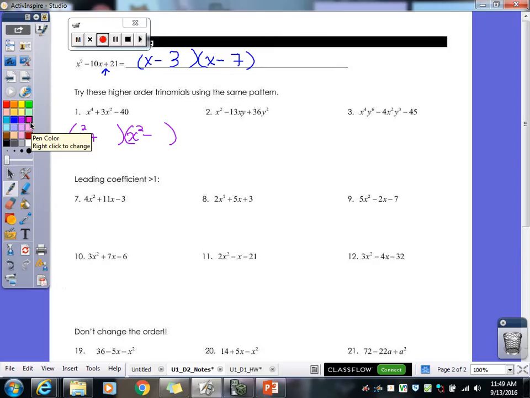Now we just have to think of, okay, what multiplies to give us 40, but then when I do little smile, big smile, it's going to give me a 3. 5 and 8. So, okay, we put the 8 here and the 5 here. My little smile is positive 8x. Big smile is negative 5x squared. Combine those and you get your 3x squared. So there we go. We got our middle term.